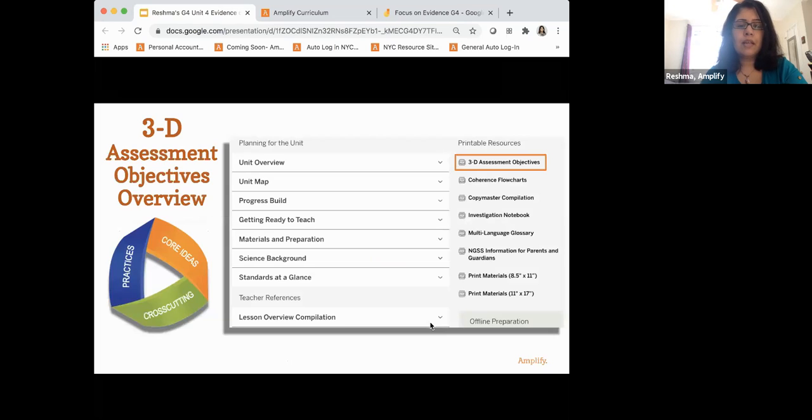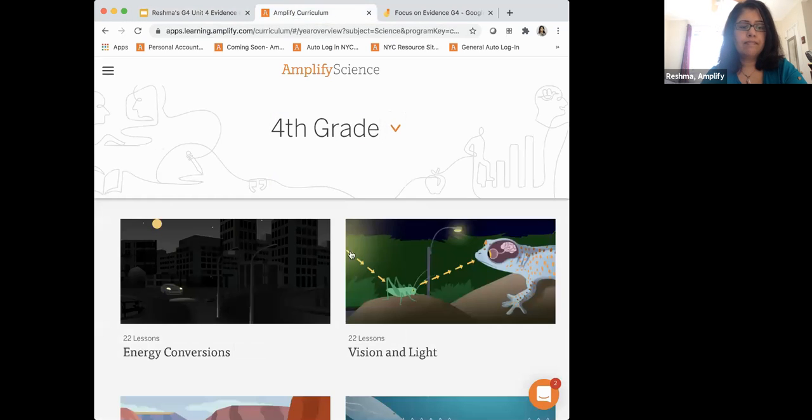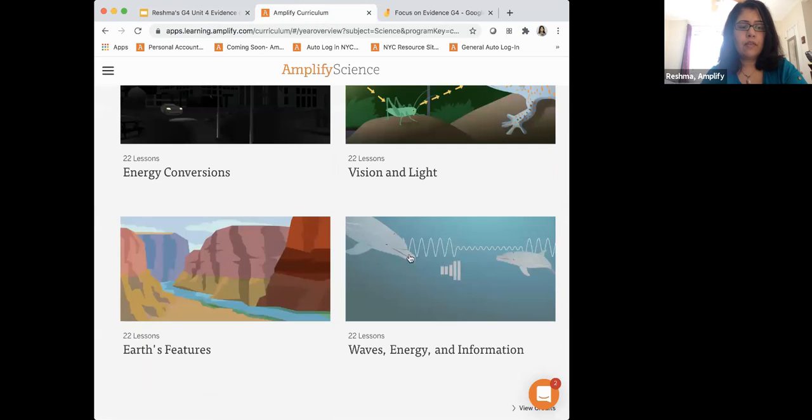As I mentioned, one of our goals today is to make connections between the 3 dimensions and evidence of student learning. In order to do that, we're going to explore this resource that's available for every unit, called 3D Assessment Objectives. I'm going to go to 4th grade, and we'll go to Waves, Energy, and Information, which is that last unit of 4th grade.